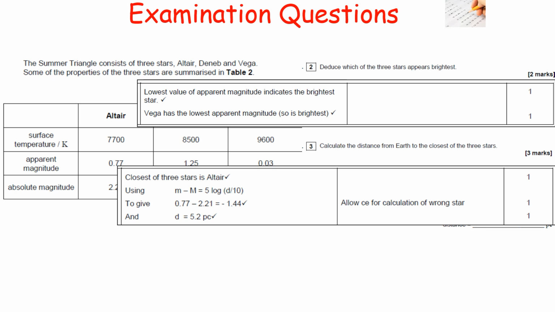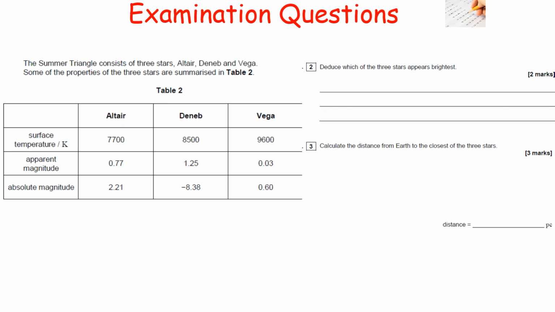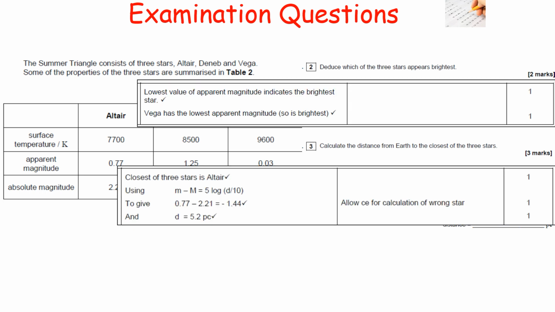So this one is Altair, so therefore you can see that Altair is going to give you an answer of 5.2 parsecs. As well as that, you can also work out that Altair is going to be the closest of the three stars because of the difference between its apparent magnitude and its absolute magnitude. You can see that it appears bright in the night sky because it's got an apparent magnitude of 0.77, but its absolute magnitude, its actual brightness, is going to be quite a bit dimmer. So therefore it indicates it's going to be the closest. So that's a quick way of working out which is going to actually be the closest of the three stars. So you can work it through like that.